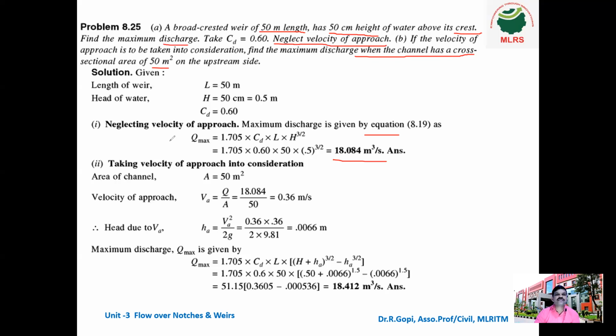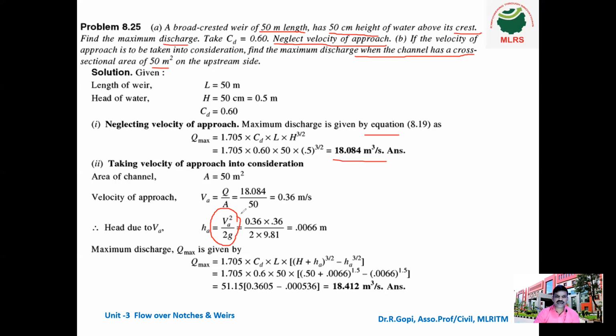So now taking the velocity of approach. The first case was neglecting velocity of approach. The next case is taking velocity of approach into consideration. So in this formula, a slight modification we have to do. For that we need HA, that means the head due to velocity head, VA square by 2G. That is called the velocity head. So HA is equal to VA square by 2G.